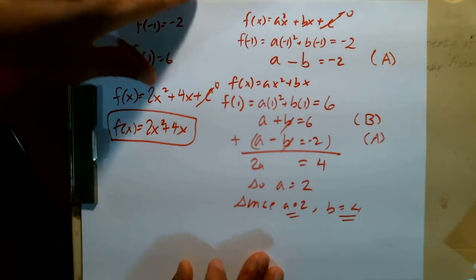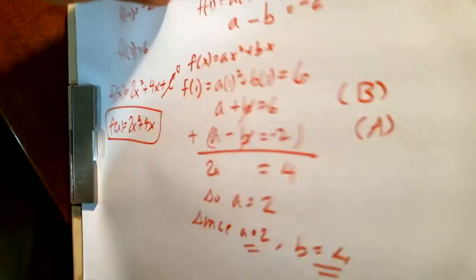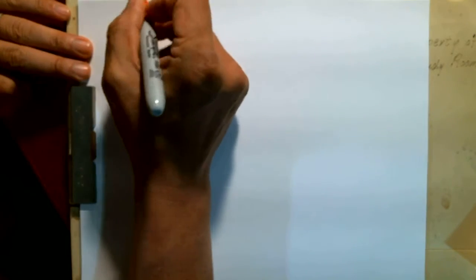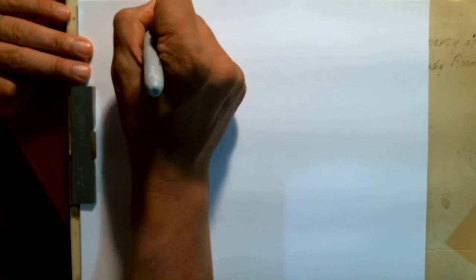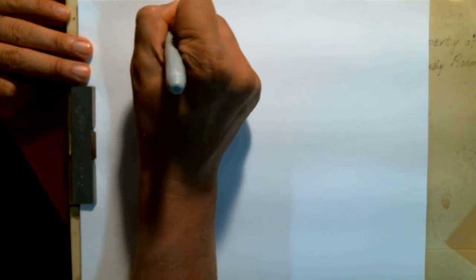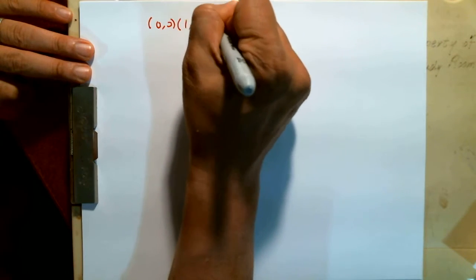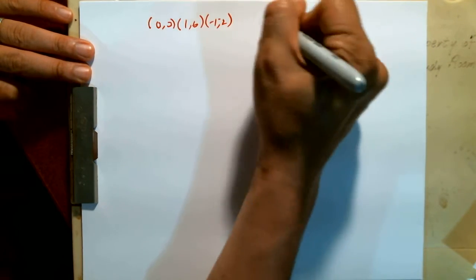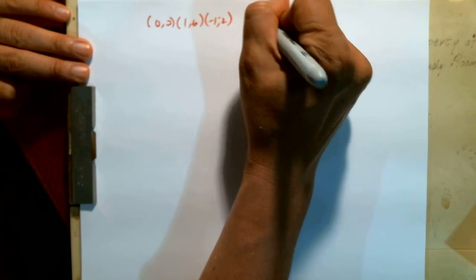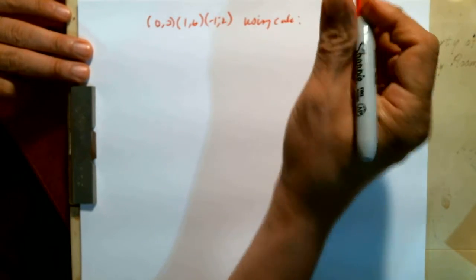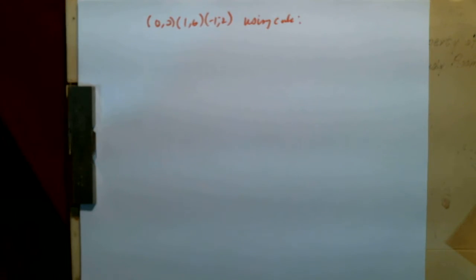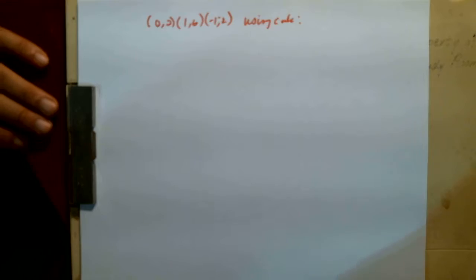Let's look at example number 2. How do we find the graph of this? I'm sorry, given 3 points, 0, 0, 1, 6, and -1, 2, using a calculator. I'll show you how to use the calculator to try to figure out the quadratic equation.